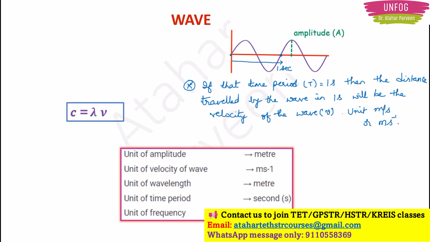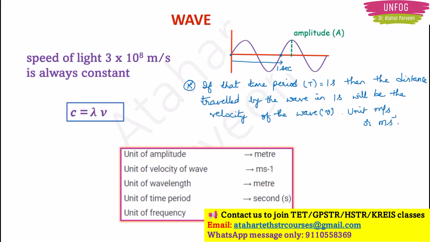Now the velocity of the wave or velocity of the light is the product of wavelength and frequency. This you have to remember. c is equal to lambda nu. This is a very important expression for us. And also one more very important point is that the speed of light is 3 into 10 raised to 8 meters per second, and this is always a constant. Actually there are some decimals, 2.9 something, but the round figure will be 3. That's why I am giving you 3. The speed of light is 3 into 10 raised to 8 meters per second.